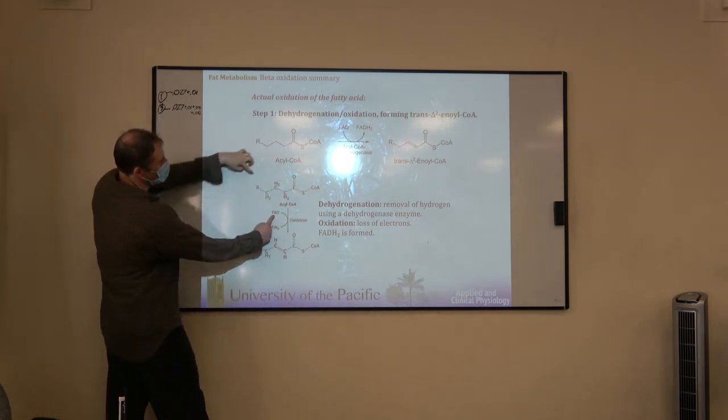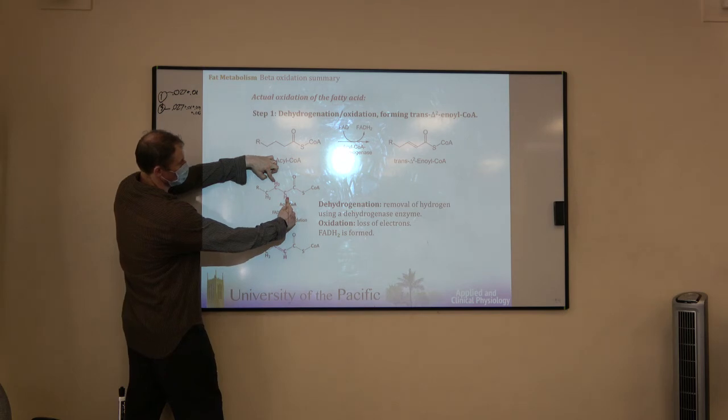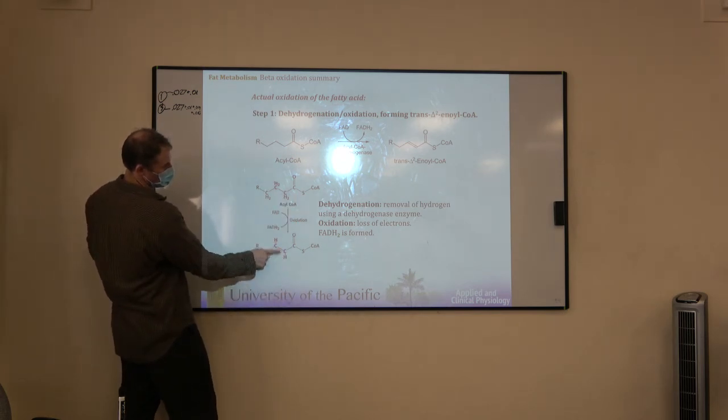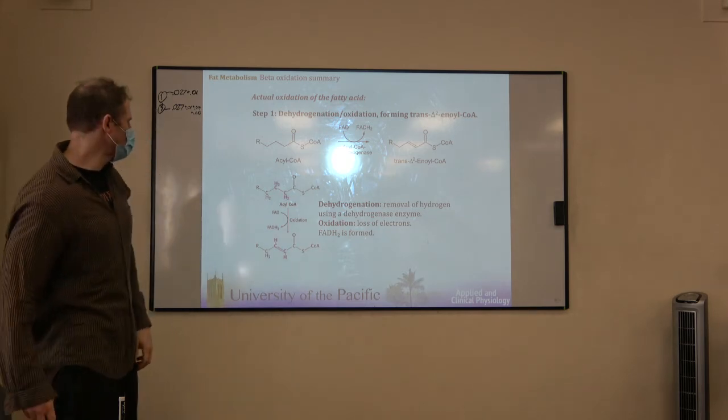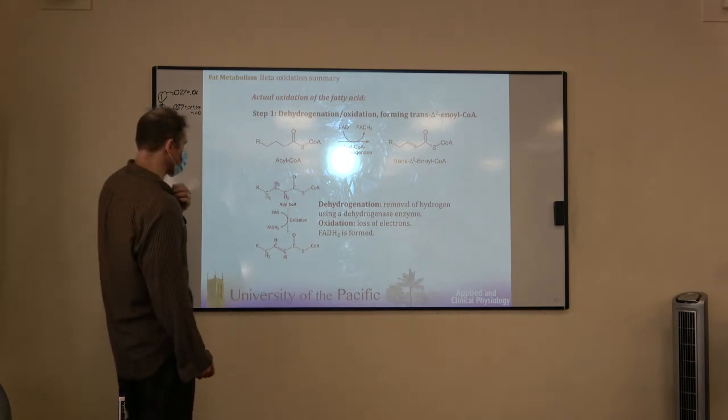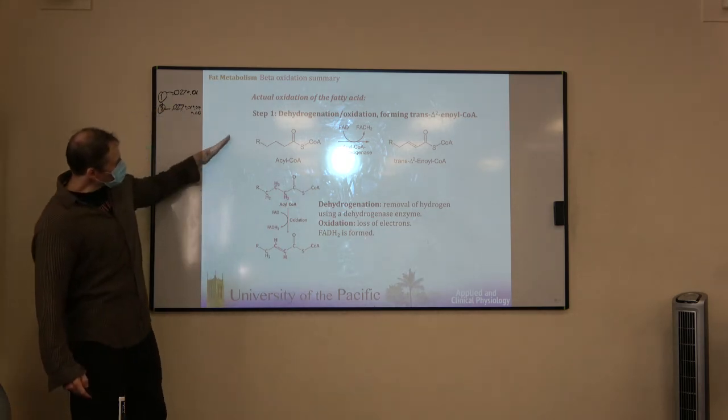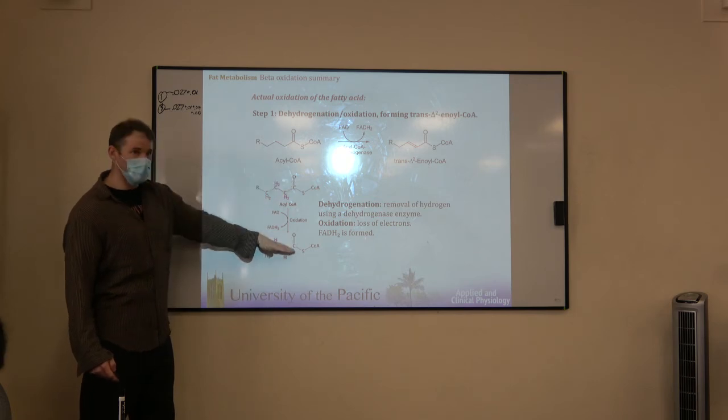So the first step, notice the H2s here. Notice H without the 2, right? FADH. That's a carrier compound. That's for the electron transport chain. So we dehydrogenate it at the first step.